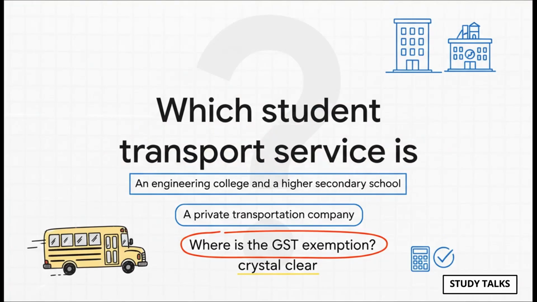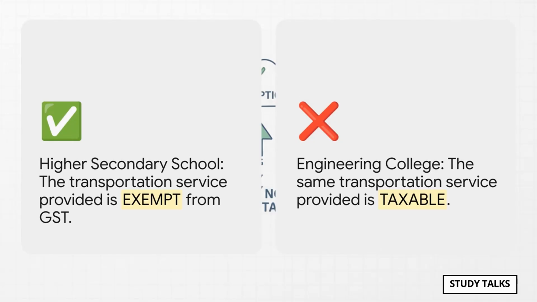So let's look at this one more time. Engineering college, higher secondary school, private bus company. Where is the GST exemption? I bet the answer is popping into your head right now, crystal clear. Okay, let's break it down. We have a transportation service provided to a higher secondary school. Does this fit our very specific rule? Yes, it does. It's an institution providing education up to the higher secondary level, so that service is exempt. Perfect.